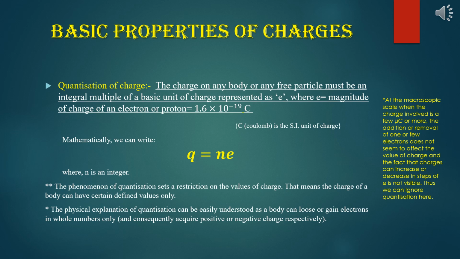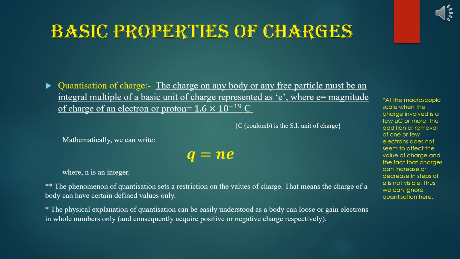So whenever we are dealing with the macroscopic scale, where the body has a few microcoulomb charges or more, the addition or removal of a few electrons doesn't matter. It seems that the charge remains as it is without any change. So here the quantization of charge can be ignored, because the change in the charge in steps of e is not very much visible.